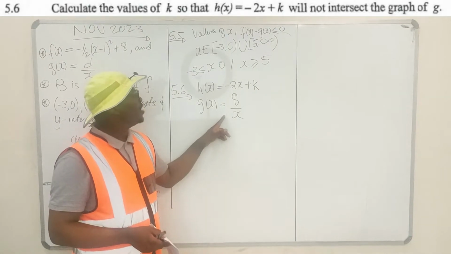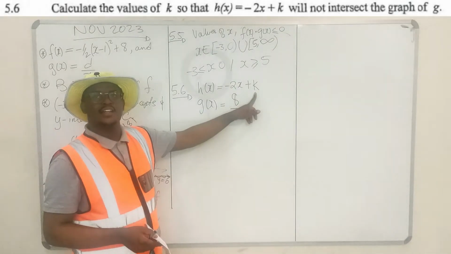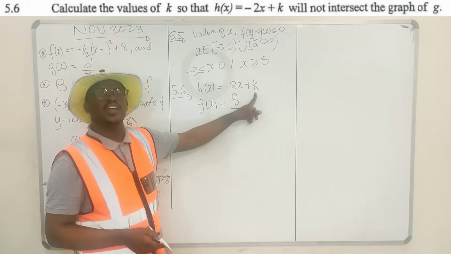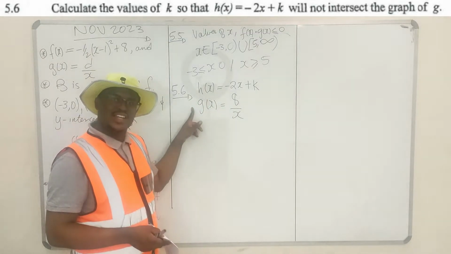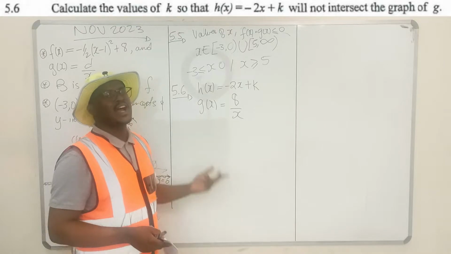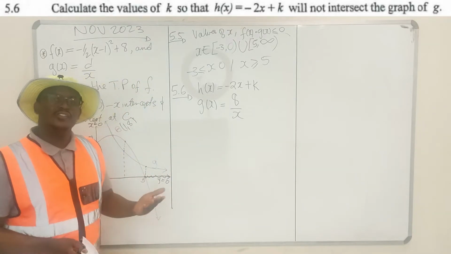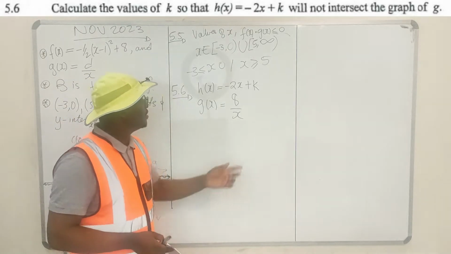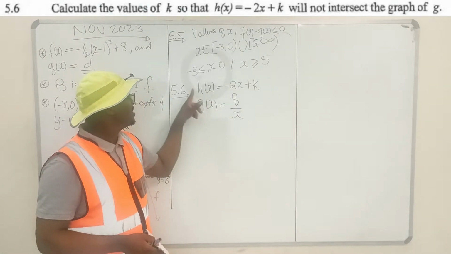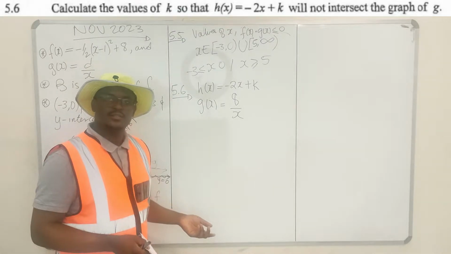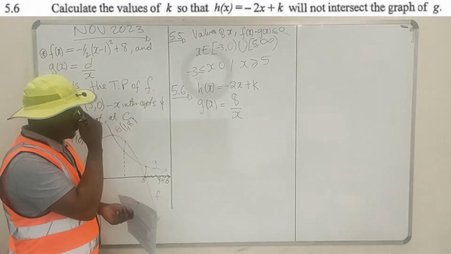So they're asking, what are the values of k, what should the values of k be so that h does not intersect g? That's what they're asking. For which values of k should we have that h and g do not intersect? So how do you deal with this?